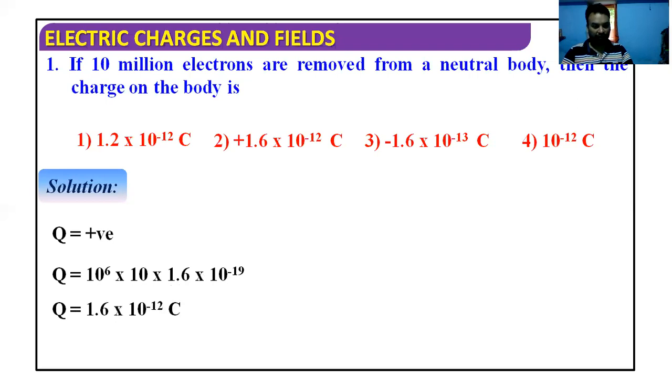So finally what we will get is 1.6 into 10 to power minus 12 coulomb. So this is the right answer. Solve this expression and finally we will get Q is equal to 1.6 into 10 to power minus 12 coulomb. So this is the positive charge left over on the neutral body after removal of 10 million electrons. So option 2 is correct.